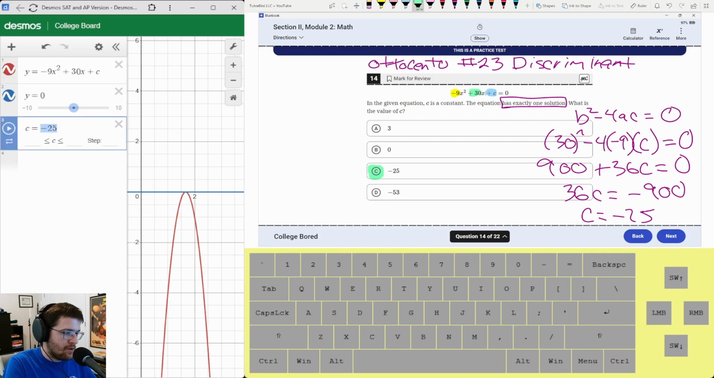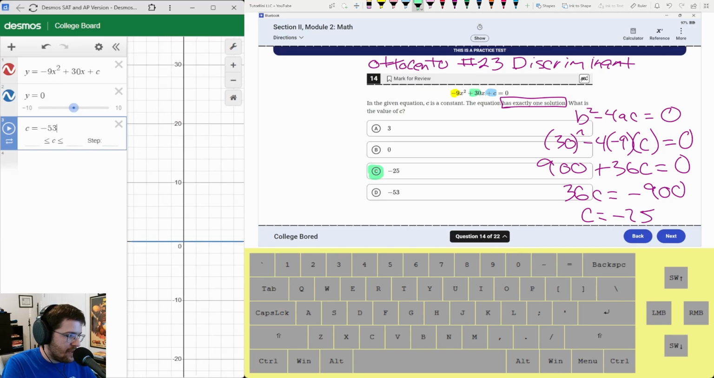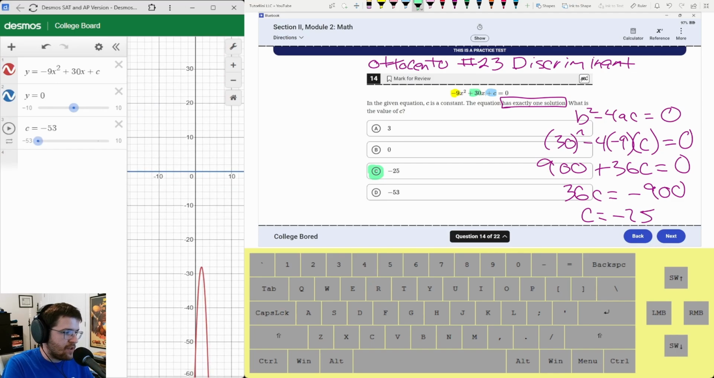Let's make sure D is wrong. So D equals -53. And you see that doesn't touch the blue at all. So that has 0 solutions. So C is our answer. So even if you didn't know this, you could get this one right, but you could get student produced response or more challenging roundabout questions where you have to do it by hand. So please make sure you study the discriminant.